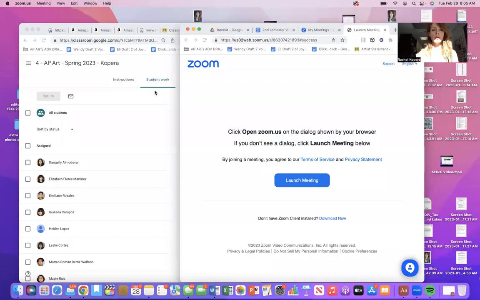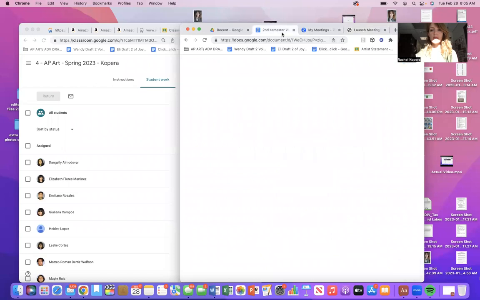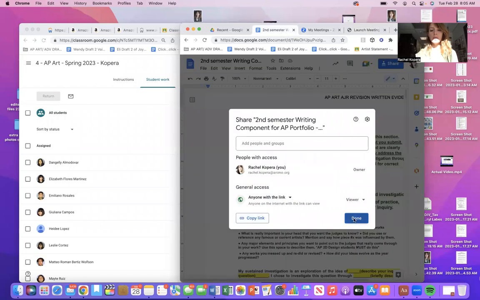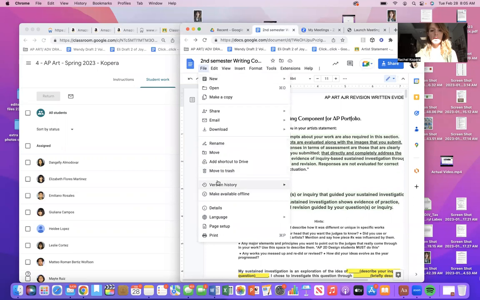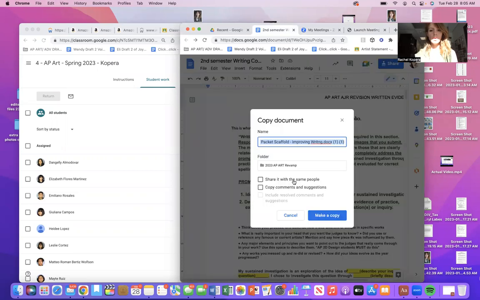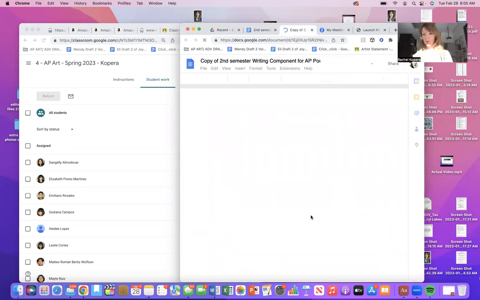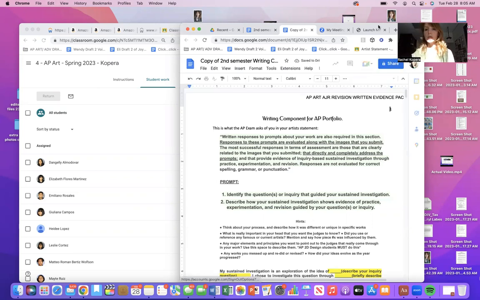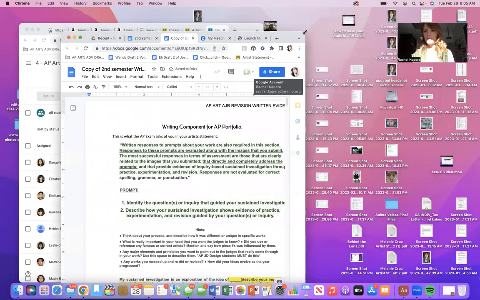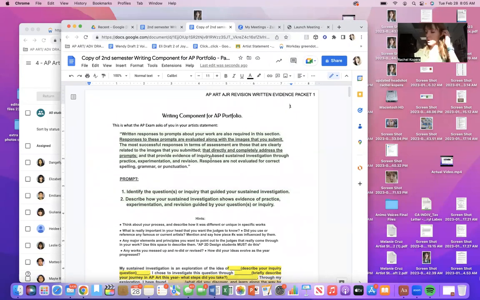Okay, everyone. Good morning. I'm going to model our timed AP Art fire write right now. Here we go. So let's share screen. Great. Okay, everyone has a copy of this. I'm going to make a copy for myself. And in order to do this process, you need your AP Art portfolio out and contact sheets. As soon as you're done with this 20-minute fire write, you have sustained investigation work time.